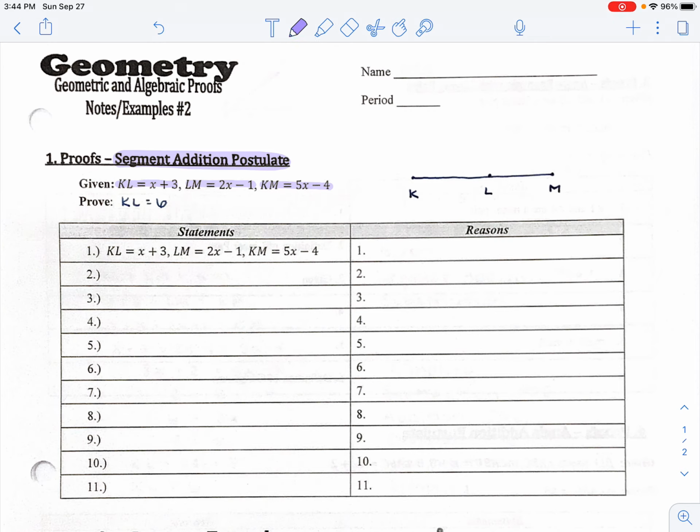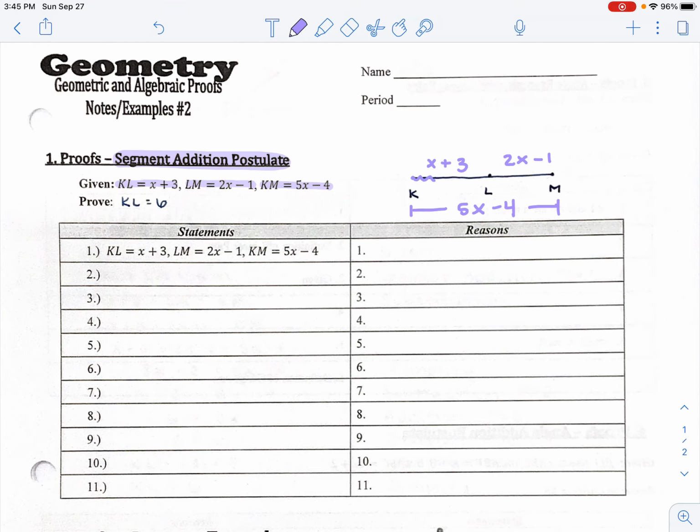So what I do is I always draw a picture. Like I said, I'm a very visual learner. I have to see it. And I'm going to mark up my picture as much as I can. So it tells me that KL is x plus 3. It tells me that LM is 2x minus 1. And that KM is 5x minus 4. And our goal is to prove that KL equals 6.